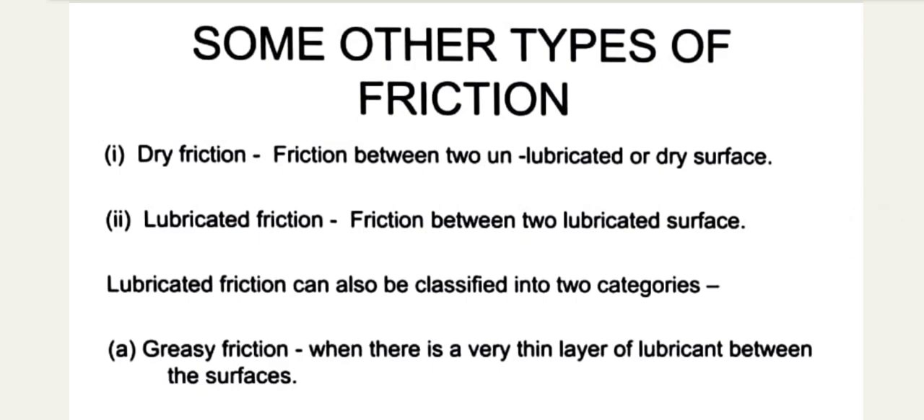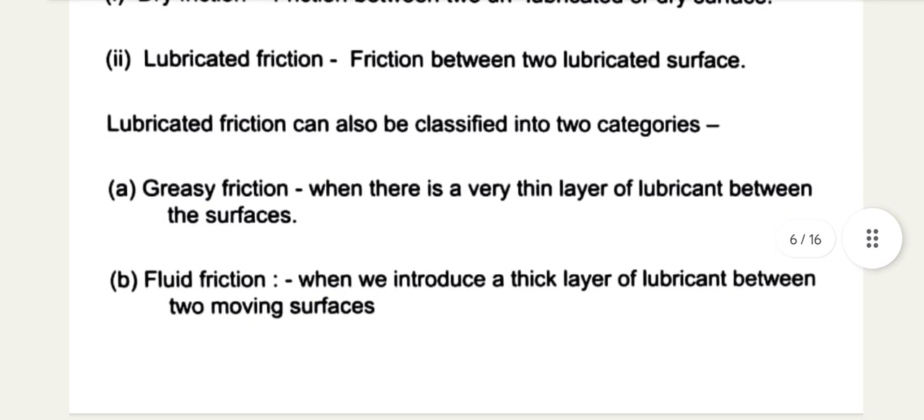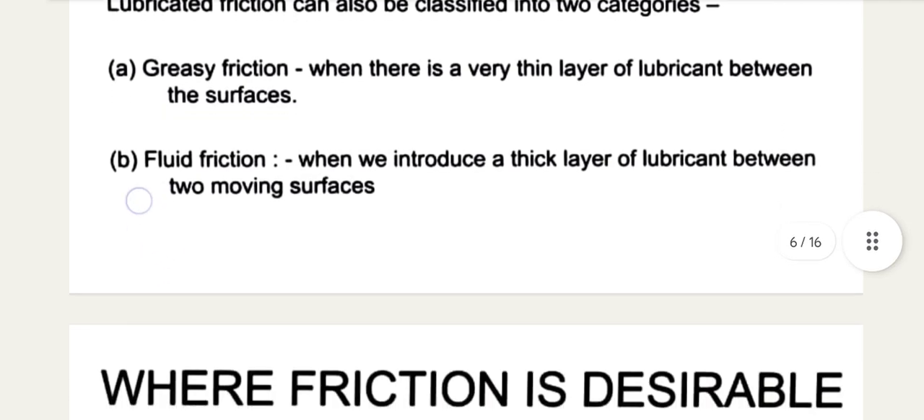Other types of friction: dry friction. First, friction between two unlubricated or dry surfaces. The lubricated friction: the friction between two lubricated surfaces. Lubricated friction can also be classified into two categories: greasy friction, when there is a very thin layer of lubricant between the surfaces, and fluid friction, when we introduce a thick layer of lubricant between two moving surfaces.